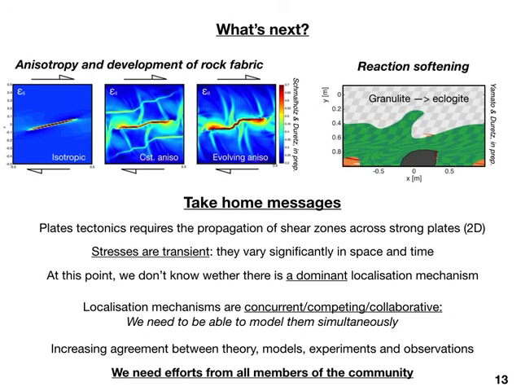Now the take-home messages. So plate tectonics requires the propagation of shear zones across strong plates. So 2D is strongly recommended to study this kind of shear localization. Stresses are transient. They vary significantly in space and time. At this point, we don't know whether there is a dominant localization mechanism. These mechanisms can be concurrent, competing, or collaborative. We need to be able to model them simultaneously to understand how they interact.